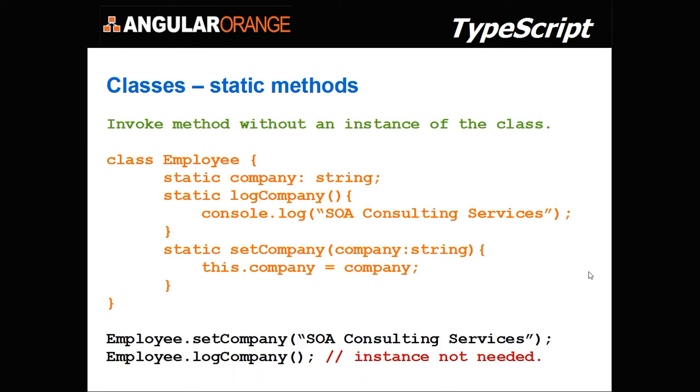Okay, there are static keywords that you could use in TypeScript. You define the class and you define a static variable and a static method which can operate on that variable. And then you don't need an instance of the object to invoke the method and have that method access the variable. So here my class name is Employee. Employee.setCompany, I define the company name. Employee.logCompany, the instance is not needed to log the company name. So here I did not instantiate the employee object or an instance of the employee class, yet I've invoked methods that access variables and log things to the console.